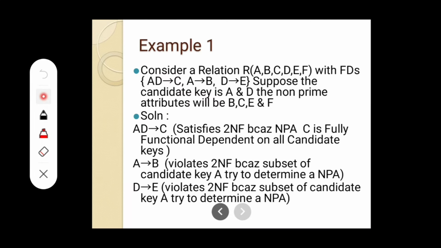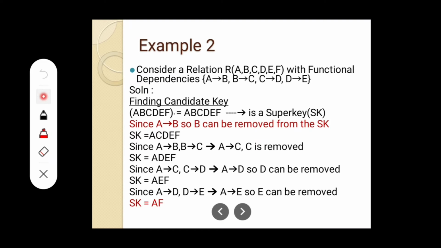Okay, now let us see example 2. Okay, this is an essay question. This is a 10-mark question in university. Consider a relation R(A, B, C, D, E, F) with the functional dependencies A determines B, B determines C, C determines D, D determines E. Okay, we have to check whether this relation is in 2NF.